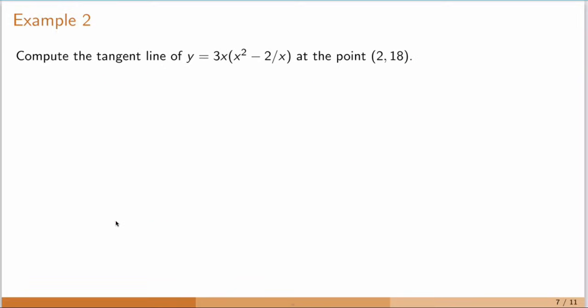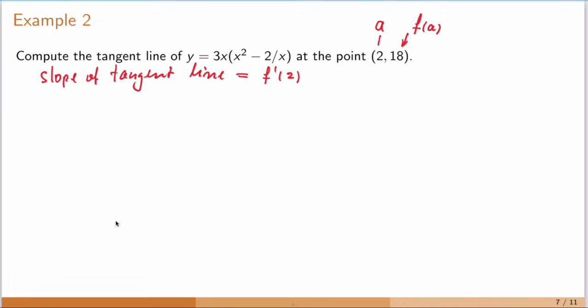Simple. Let's do a more complicated example. Compute the tangent line of the function y equals 3x times x squared minus 2, divided by x, at the point (2, 18). So what do we have to do? We need a line through the point (2, 18), but we don't know the slope. Oh, but we do know the slope, because we said the slope of the tangent line is the derivative of this function at the point 2. So actually this has to be seen to be the point a, and this is the function value f of a, okay? And so then we need f prime at a, which is f prime at 2.